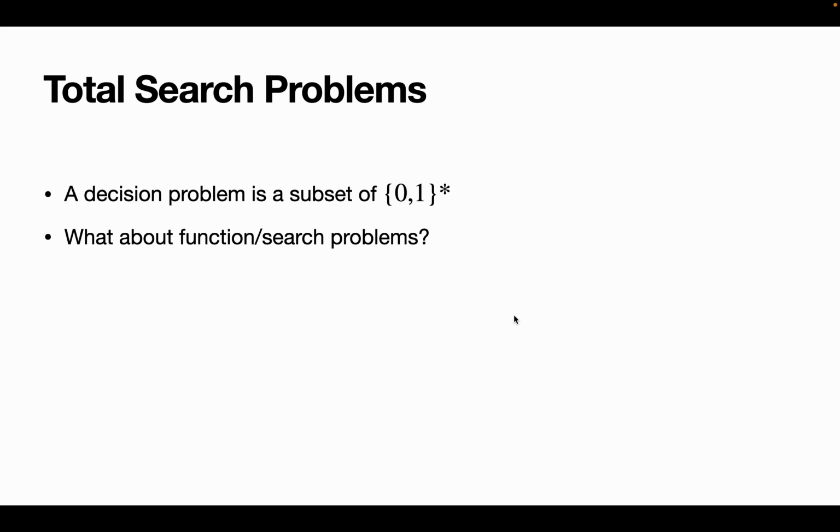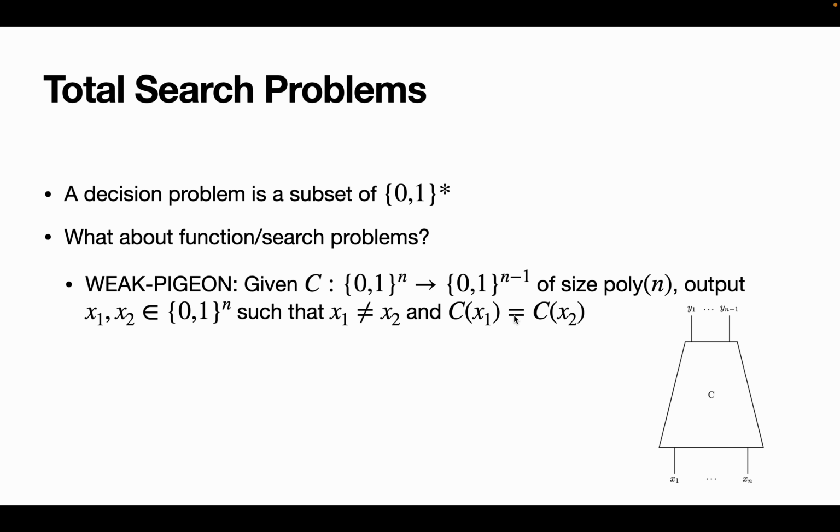Theoretical computer scientists are generally interested in decision problems. I give you a string and you tell me whether it belongs to a language, which is some subset of {0,1}*. But in this work, we're going to be concerned with function problems. As an example, and one that we'll come back to, consider weak pigeon. I give you a circuit which has an n-bit input and an n-1 bit output, and you output for me distinct x1, x2, such that C(x1) equals C(x2), a collision for this circuit.